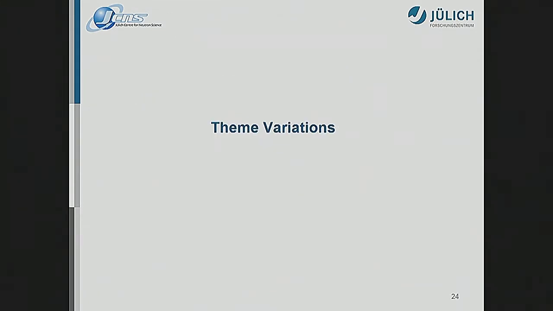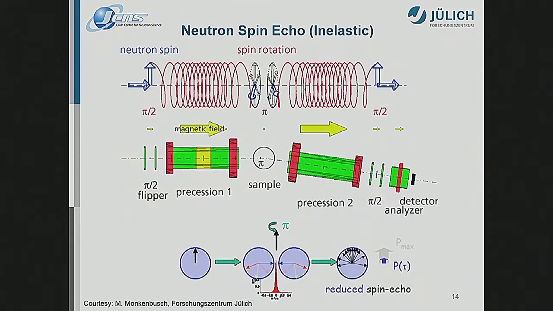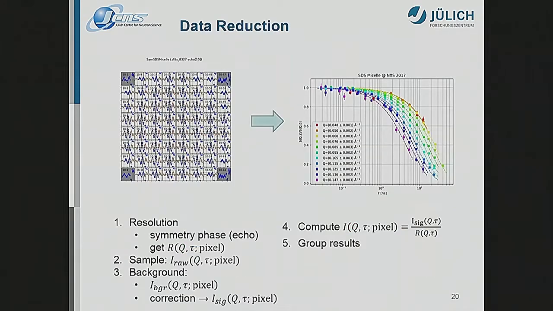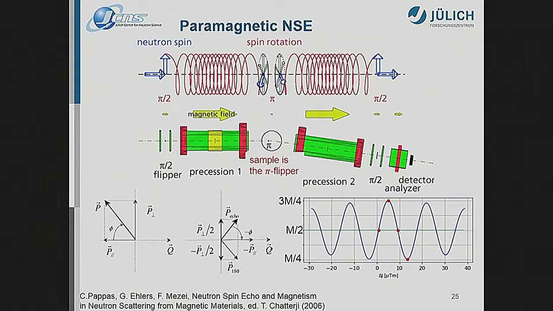So the spectrometer that I showed you on that slide a few minutes ago, that's what we call IN11 type. You have two solenoids, pi-half flippers on both ends and a pi flipper in the middle. That's called IN11 type because the first instrument of that sort was IN11 at ILL in Grenoble, built in the late 70s. It still exists and is still in operation. And I believe Roger Pynn and Chuck Majkrzak mentioned the different types of spin echo instrumentation.